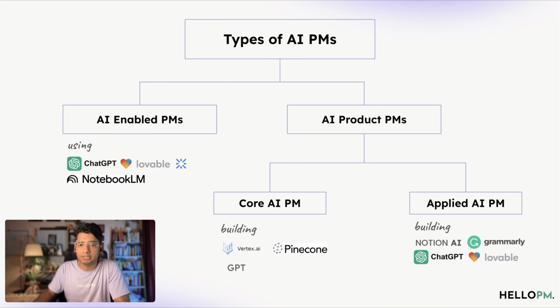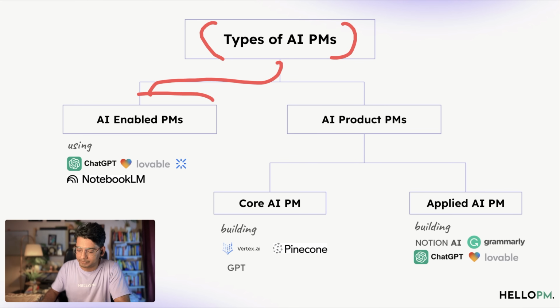Now, at the start of the session, I wanted to tell you that there are multiple kinds of AI PMs. We can do the broad classification into two parts. The first kind of AI PMs are people who are also called AI-enabled PMs. These are the people who are using AI tools in their daily life as a product manager in order to make themselves more productive. For example, they might be using ChatGPT in order to do data analysis.